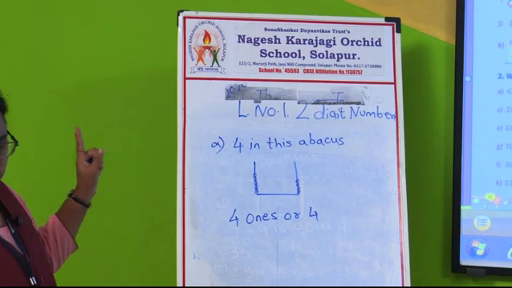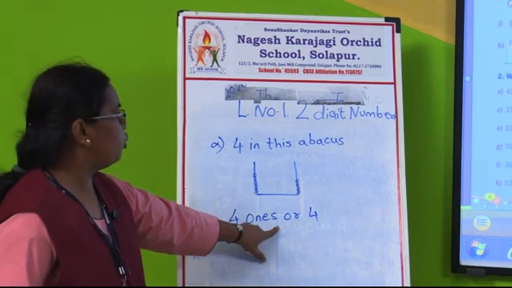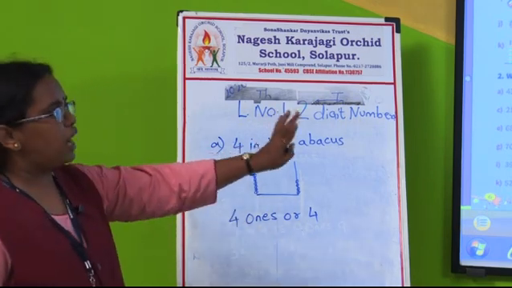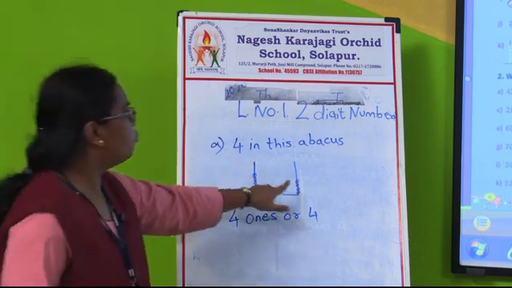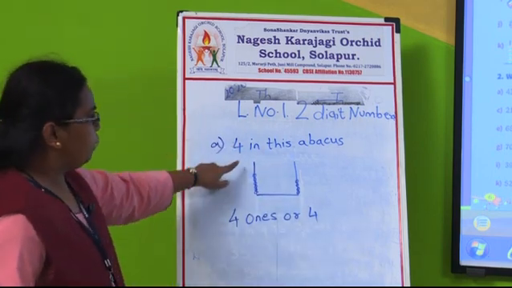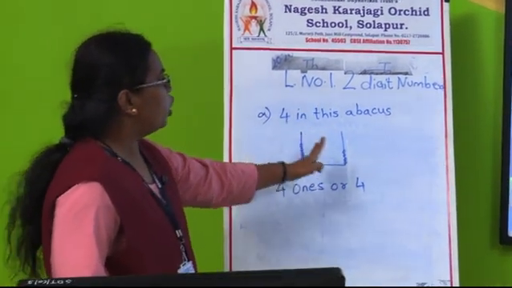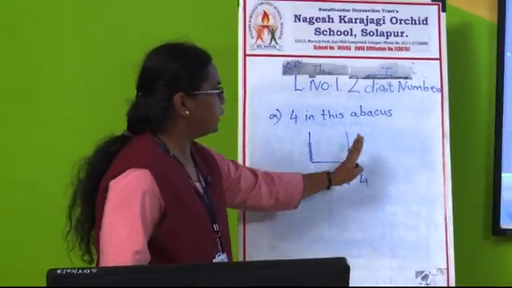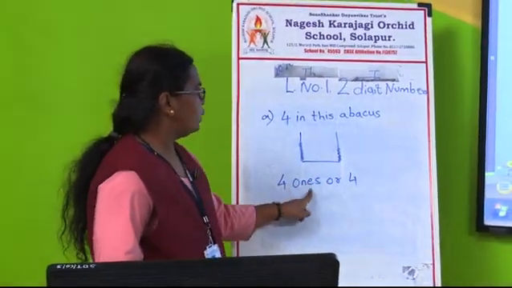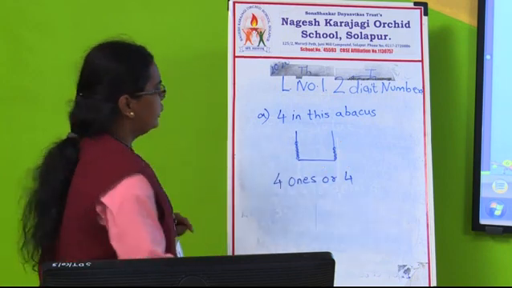In this way, you can show the place value of 4. They have asked only the place value of 4. They have not asked the place value of 6. You want to show only 4, which is on the ones side: 4 ones or 4. In this way you can solve.